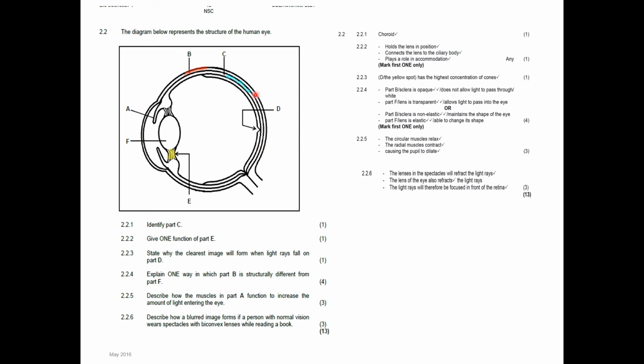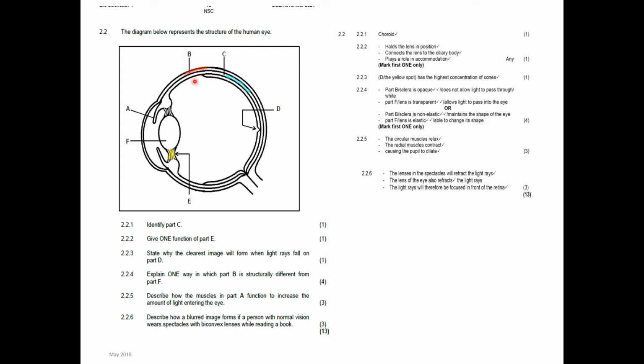Now this is part D. It's that little indentation in the retina. We already know that that is the yellow spot, and that's the place which has the highest concentration of cones. So that is where the clearest image will form. Right, 2 to 4. Give one way in which part B is different from part F.